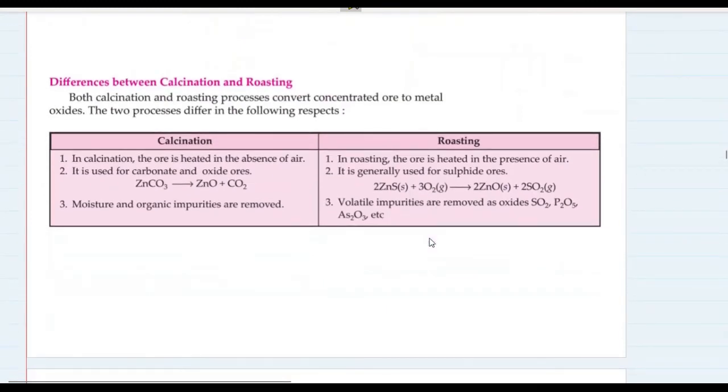So the differences between calcination and roasting are given over here. I recommend that you go through these processes, whatever is written over here. Pause the video, go through them and note them down. I'm not going to read them for you. You need to note down the differences because this is important. Pause the video, note them down, please. Okay, let's go ahead.